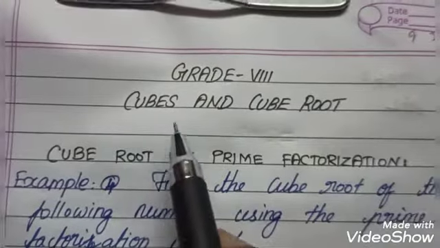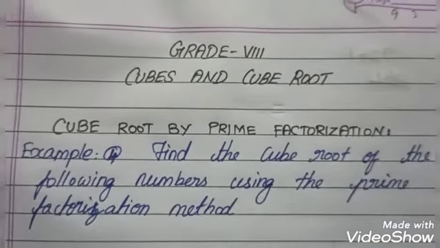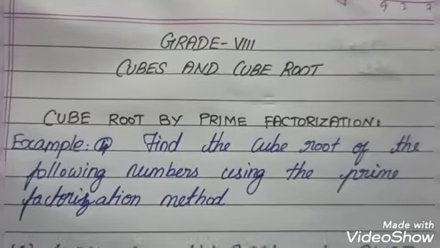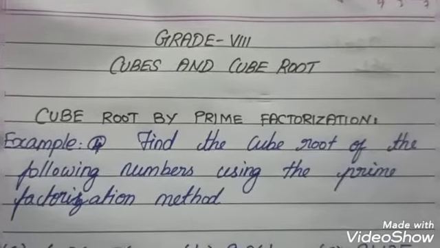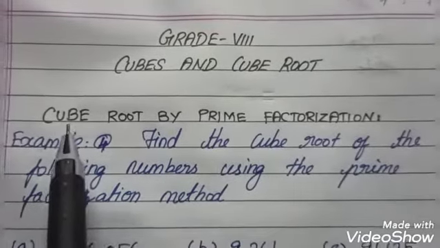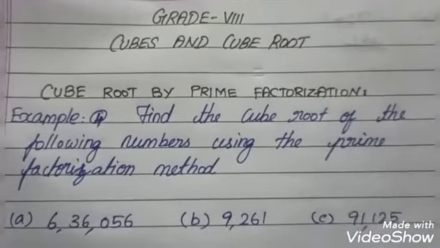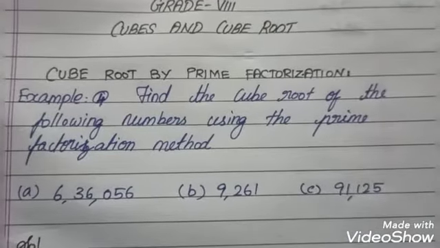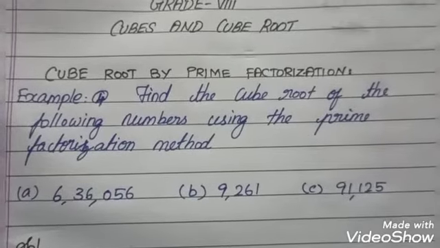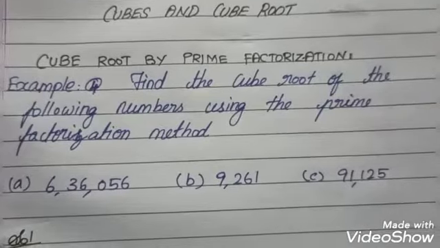So today we continue cubes and cube roots. Last class we found the cube root by the successive subtraction method, using the sequence 1, 7, 19, etc. Now today we have to find the cube root by prime factorization. Example number 4: find the cube root of the following numbers using the prime factorization method. The prime factorization method uses only prime numbers.